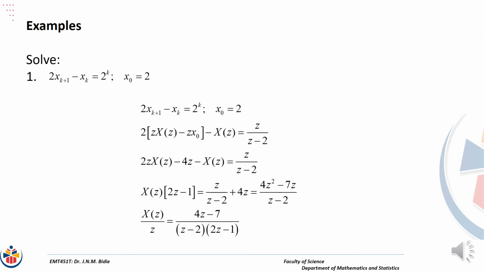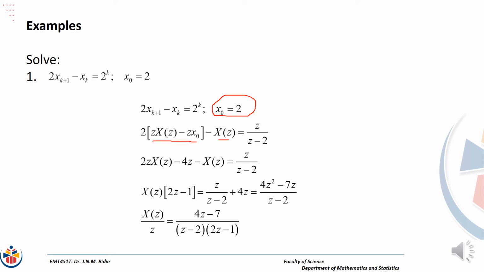Here is our differential equation. First thing, take the Z transform of each term. Xk plus 1 is given by Zx of z minus Zx0, all of this is multiplied by 2, minus the Z transform of xk, which is always x of z. The Z transform of 2 to the power k is z over z minus 2. Then, next step, substitute the initial condition x naught. Substitute it in, recognizing that there is a 2 there and a 2 there. That gives us a 4.